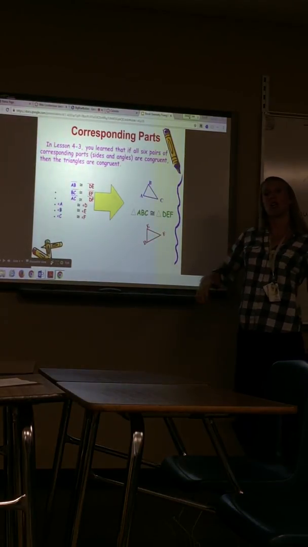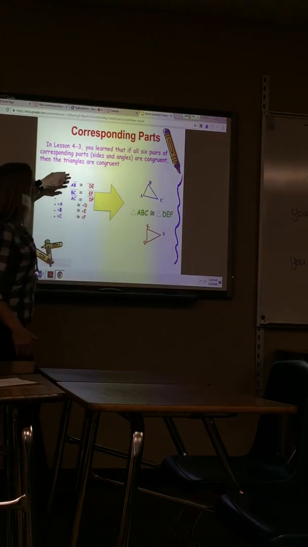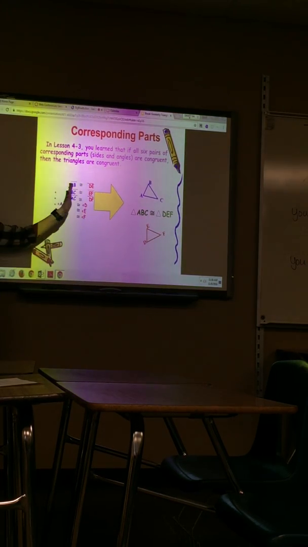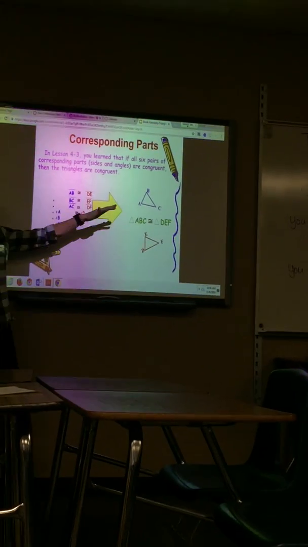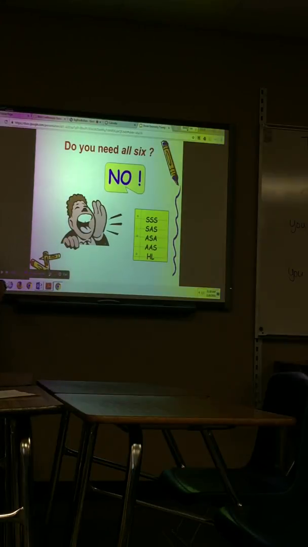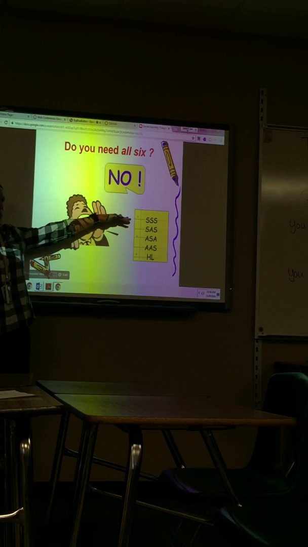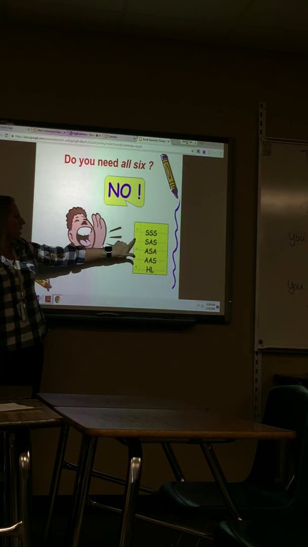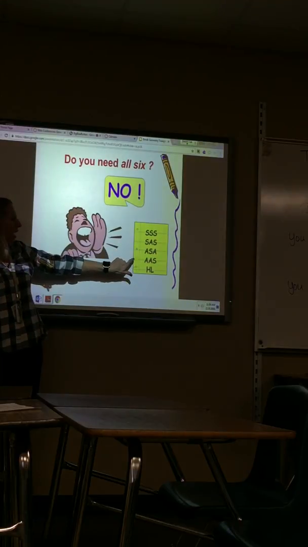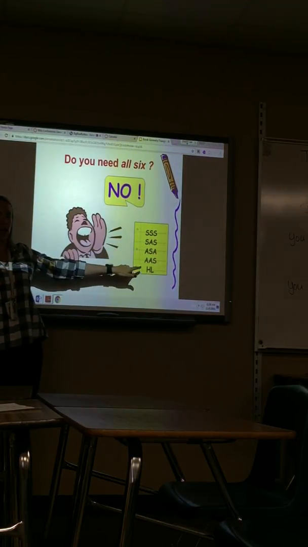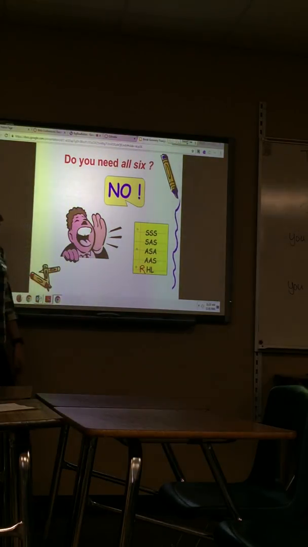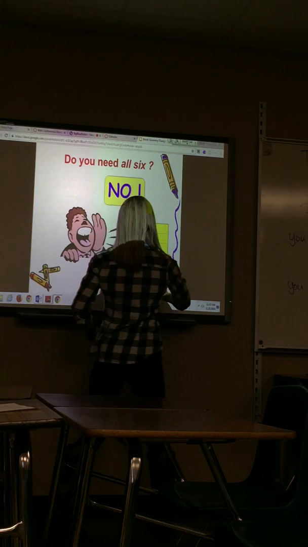So yesterday we learned that if we had all 3 pairs of sides congruent and all 3 pairs of angles congruent, then the 2 triangles were congruent. But we don't have to have all 6. There are 5 ways we can prove triangles are congruent: SSS, SAS, ASA, AAS, and HL, and you'll sometimes see HL as RHL. I will explain what all that means.